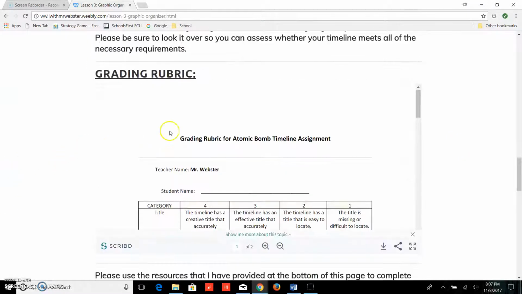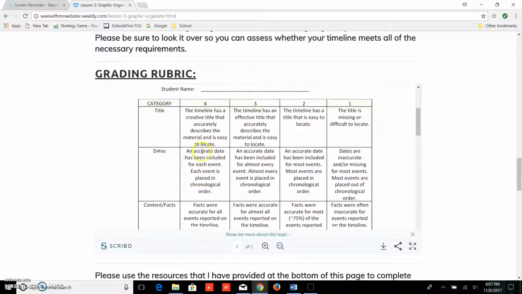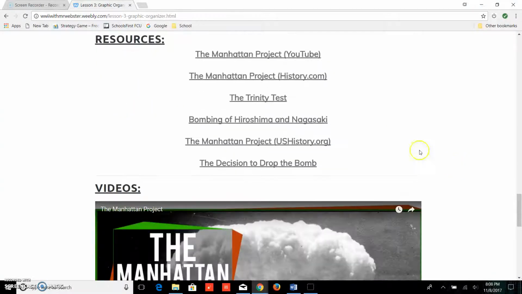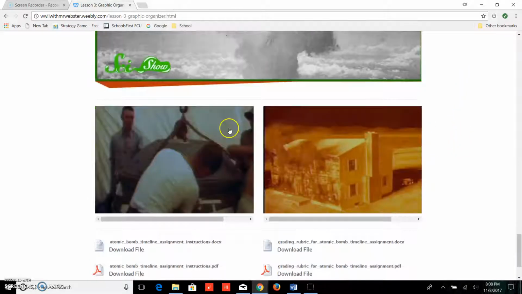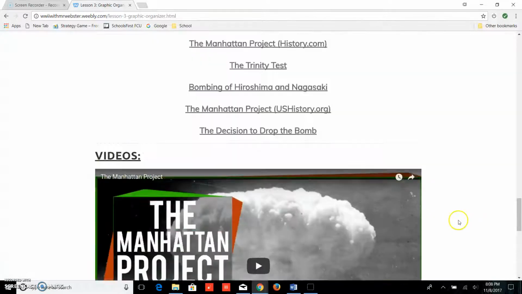And I also provide a grading rubric down here for students to reference, not only to self-assess and determine whether or not their timeline is meeting the necessary requirements, but it is also for me to use once they've completed the timelines, to evaluate and assess them, so that nobody is surprised at the end as to what grade they receive. And then down here I have further resources and videos for them to use, and places for them to download the instructions and the rubric themselves.